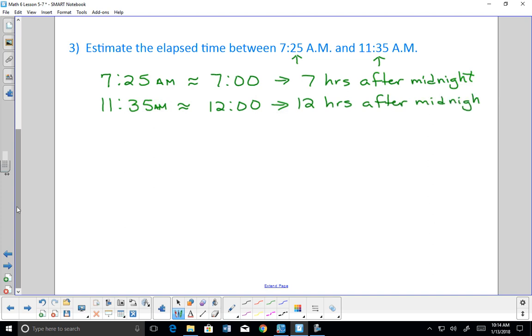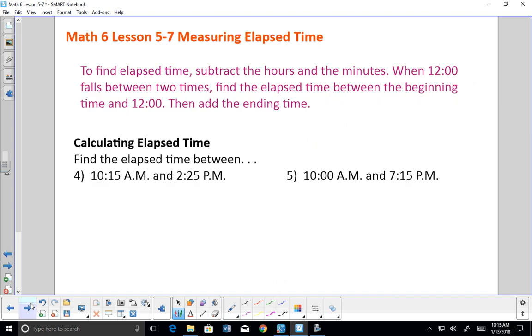So we can say that 7 to 12 is approximately 5 hours. Now this is an estimate. If we were to do the actual, it's probably a little closer to 4 hours than it is 5 hours. So we need to make sure that we pay attention to the fact that this is simply an estimate. To find the actual elapsed time, we need to subtract the hours and the minutes.